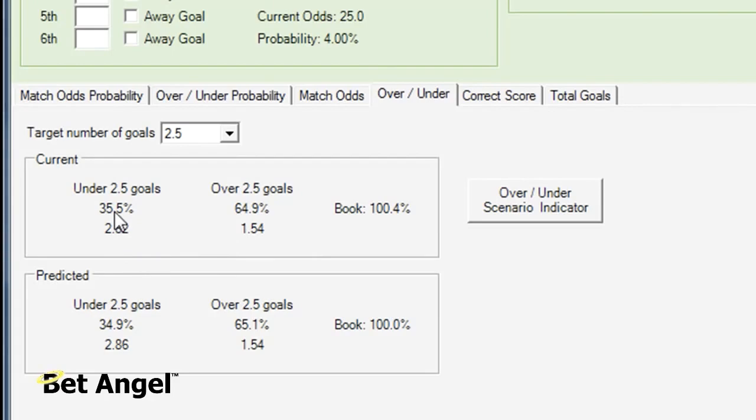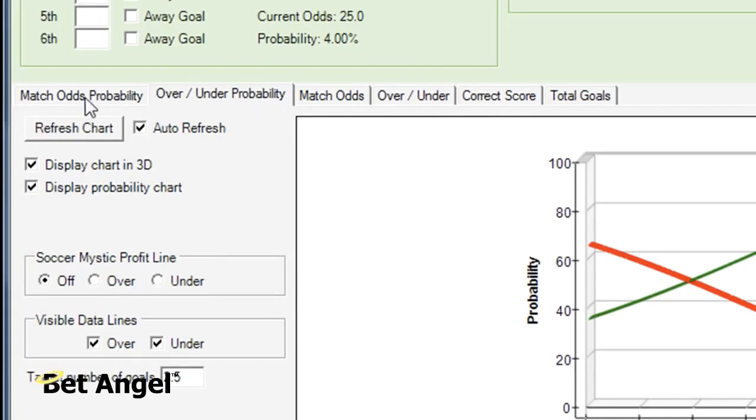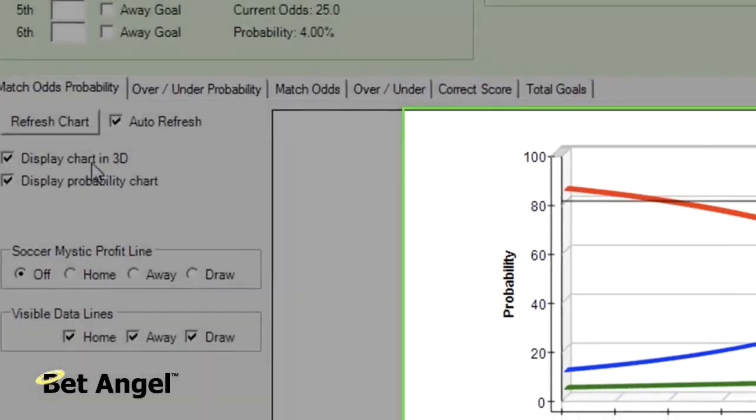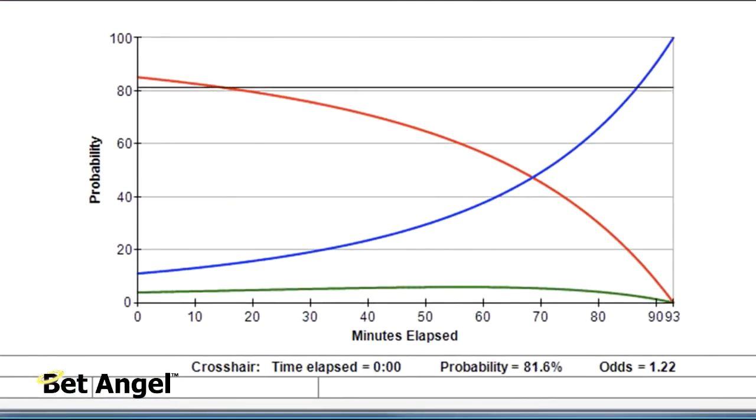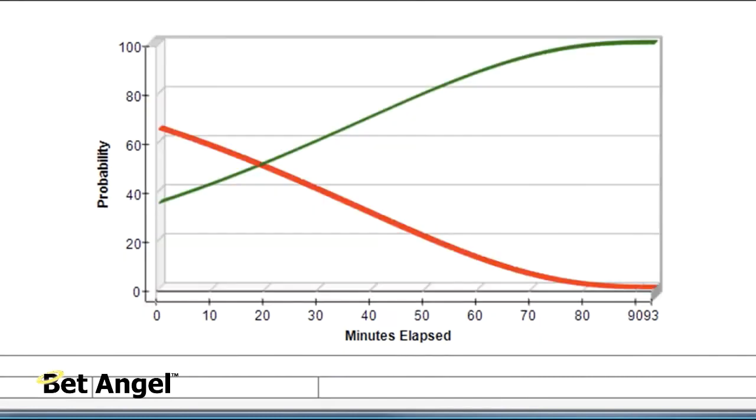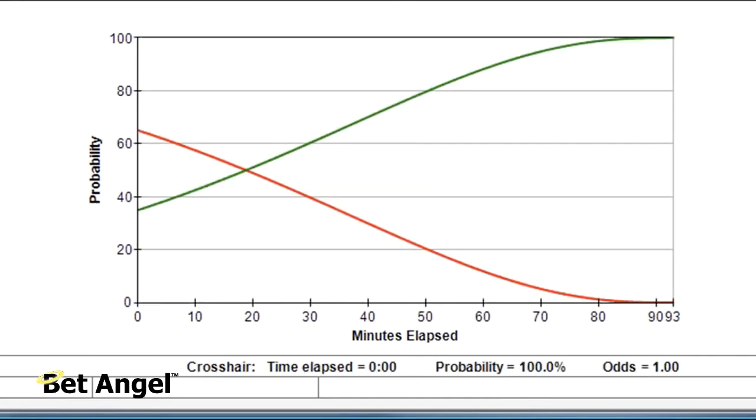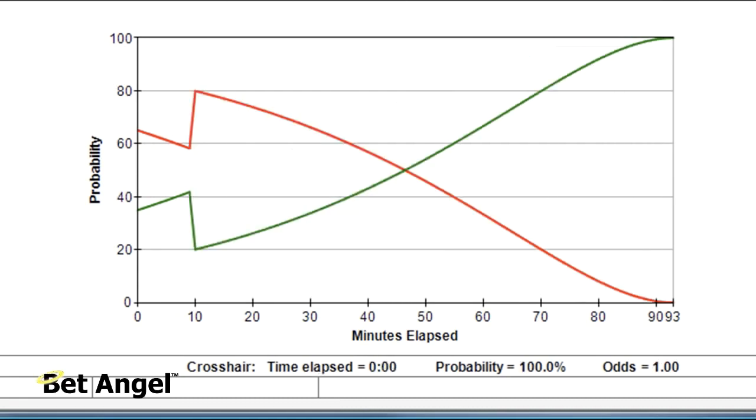Effectively you can see here 35.5, 34.9. So now that Soccer Mystic has all of the data that it requires, you can start messing around and doing all of the calculations that you wish. And like I said before, this is all based upon a requirement to gather as much information as possible and to improve the ease of use of the software.